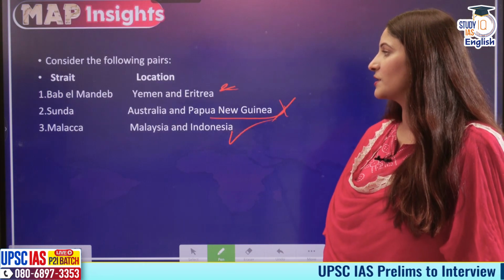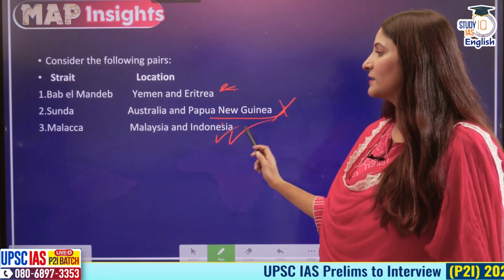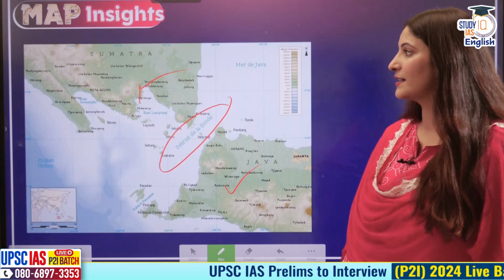So the first pair is correct, the second is incorrect, and the third is correct. Two only will be the correct answer. Moving on to the next question.